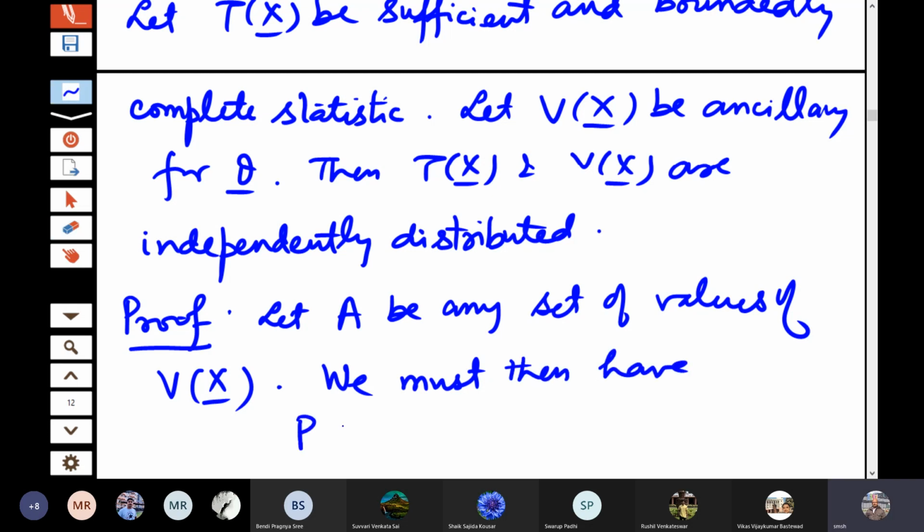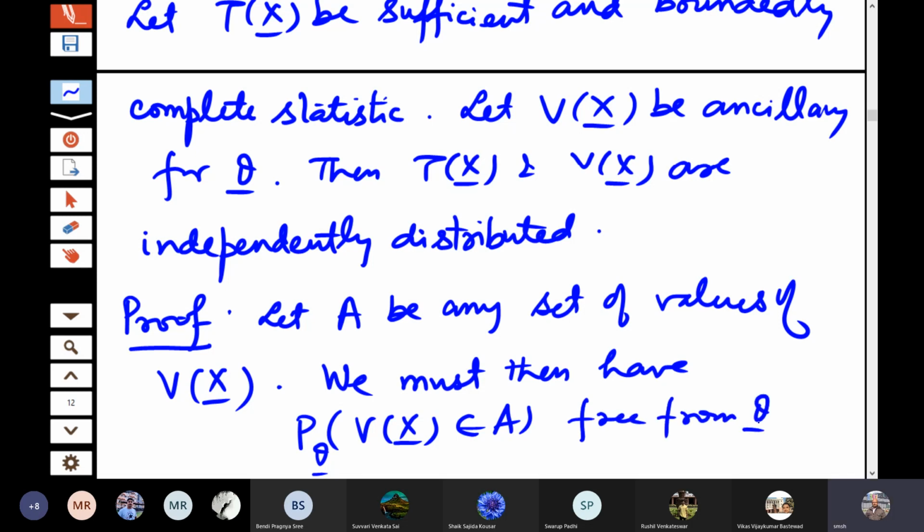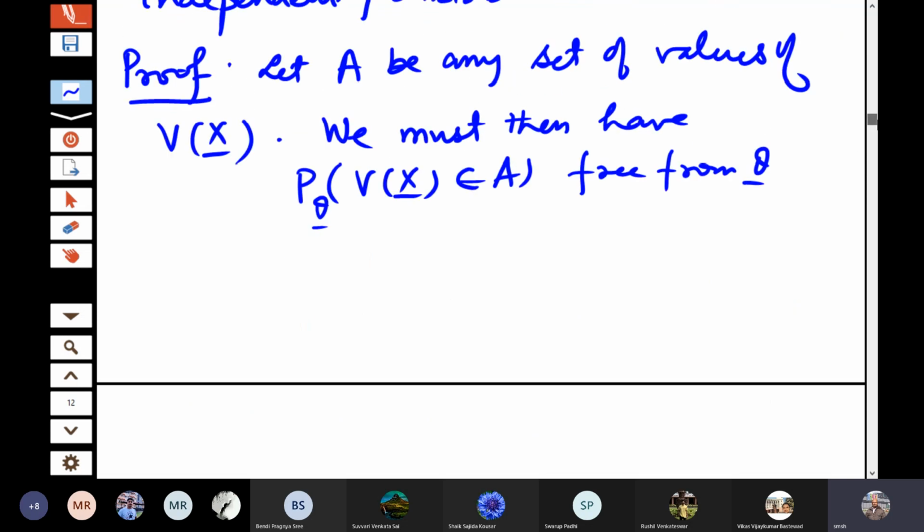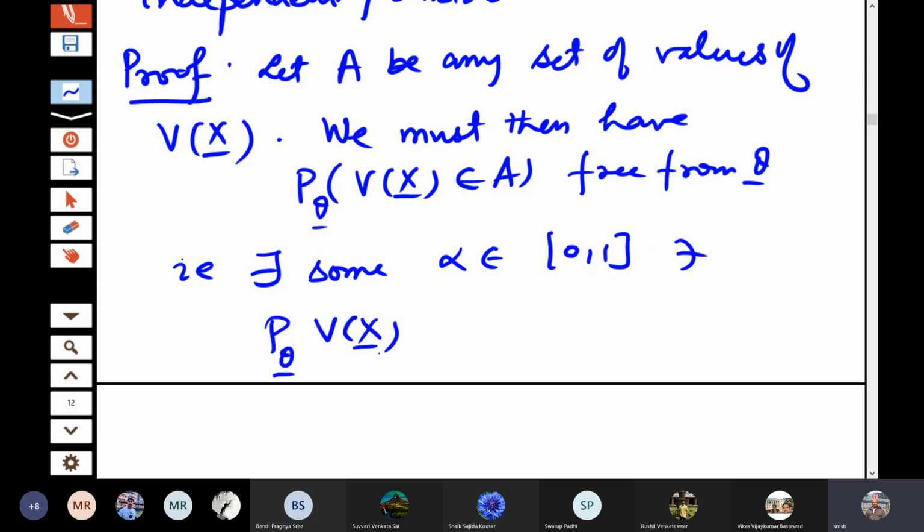that probability of Vx belonging to A will be free from theta. If it is free from theta, then this is some constant. That is, there exists some alpha in the interval 0 to 1 such that P theta, Vx belonging to A, is equal to alpha.